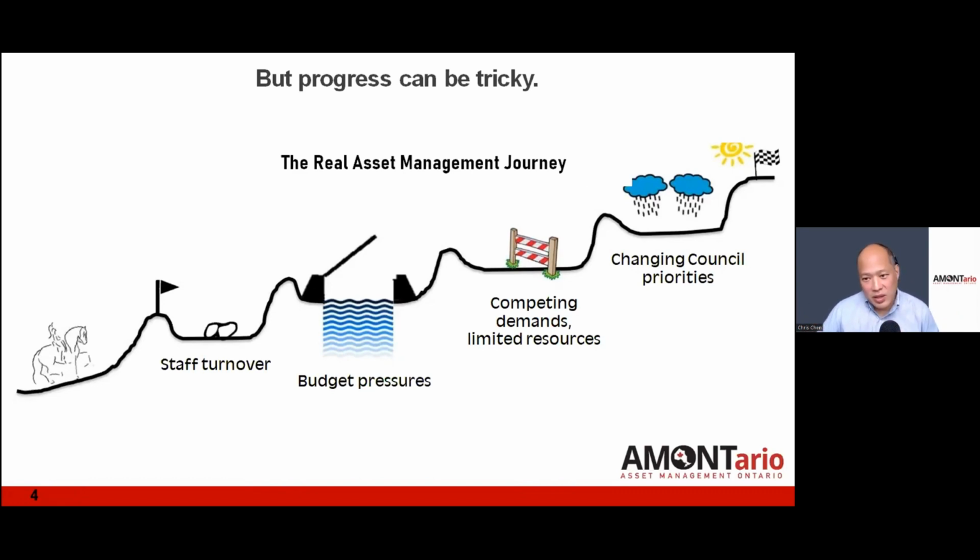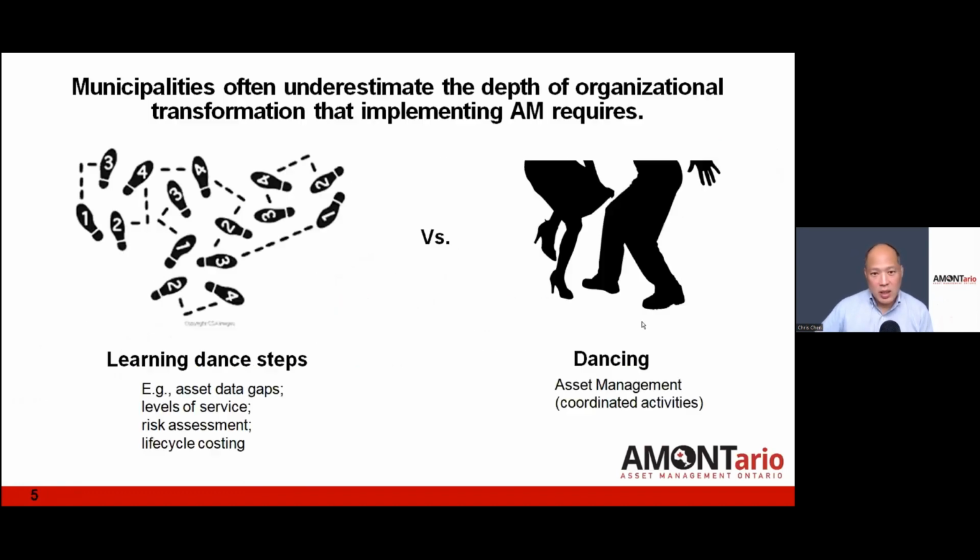And with that, the risk of changing priorities. The irony about all of this is that, first of all, it's very typical for municipalities to plateau, especially after they've gotten a policy and a plan. And they plateau for some of these reasons. The irony is that asset management, if it's done well, actually helps you overcome a lot of these challenges that are on this screen.